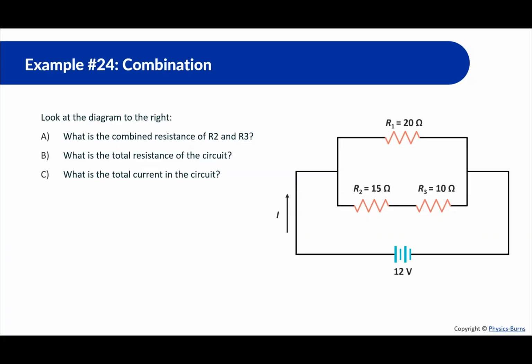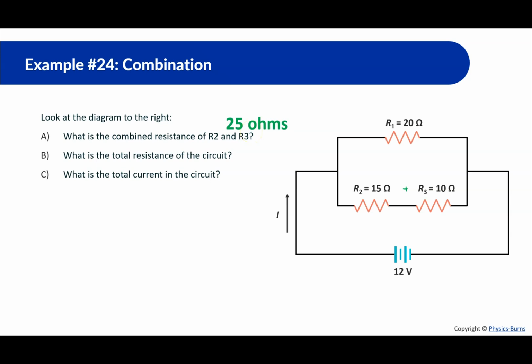Alright, here we go. Okay, look at the diagram to the right. What is the combined resistance of R2 and R3? Okay, so we are doing R2 and R3. What's the combined resistance? We should know that these resistors follow the same path of the current. So that means they are in series with one another. So all we have to do is add them. So it's going to be 15 plus 10. So this is just going to be 25 ohms.